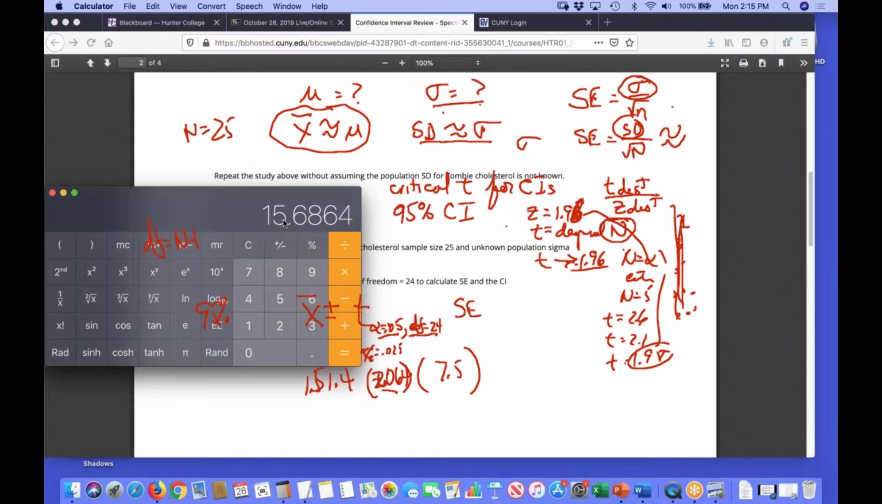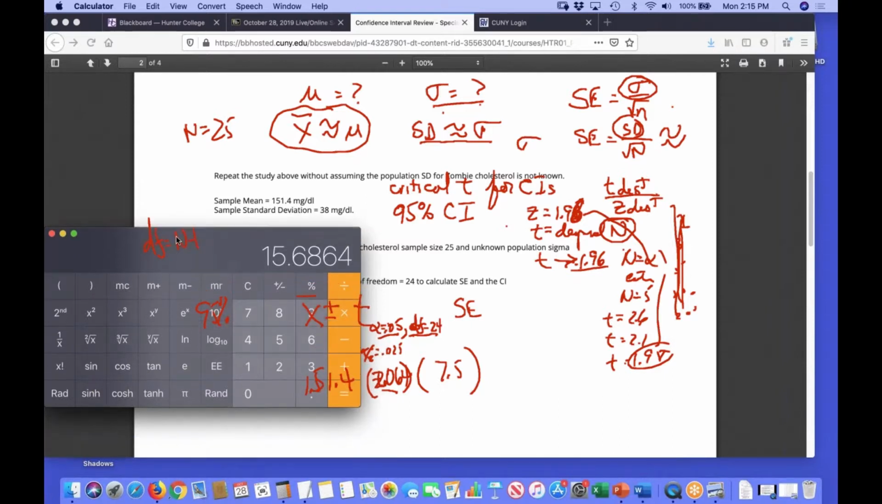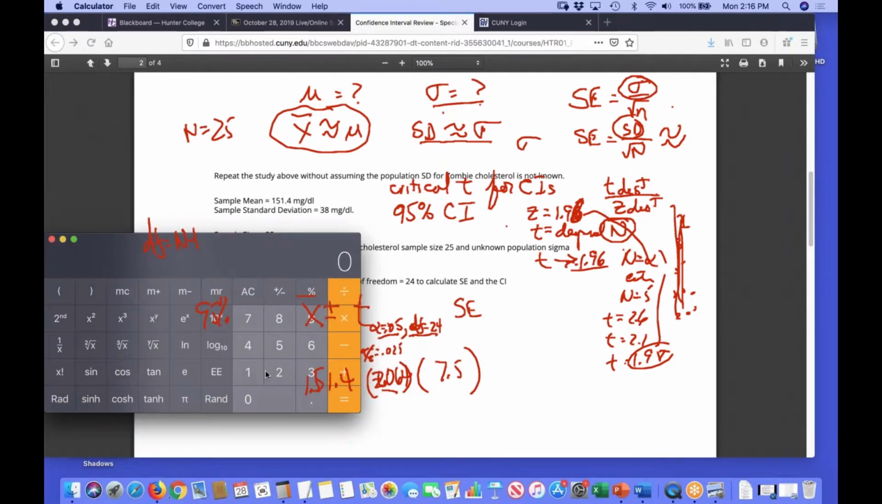So now this is a bigger number. Our margin of error is a bigger number, which means our 95% confidence interval when we knew the population standard deviation is narrower than when we don't know it. And that makes sense because we need it to be wider to make up for that level of uncertainty. So I am going to clear my memory, and I'm going to put this into memory, and now I'm going to go ahead and calculate my lower and upper values.